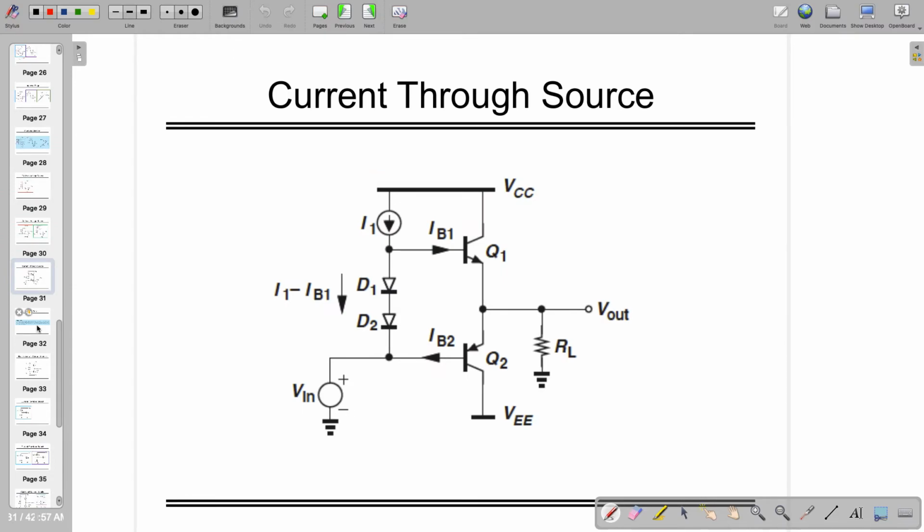One more thing, we might be interested in the current through the source. So here you can see that if this is I1 and this is IB1 and this is IB2 coming from this transistor, in that case the current flowing through ID1 and ID2 will be equal to I1 minus IB1. And of course, for satisfying Kirchhoff's current law, the source has to take care of the current, which is the addition of these two, or you can say I1 minus IB1 plus IB2. This has to be flowing through the voltage source, and that's very important. Just to understand this, I have kept this one.